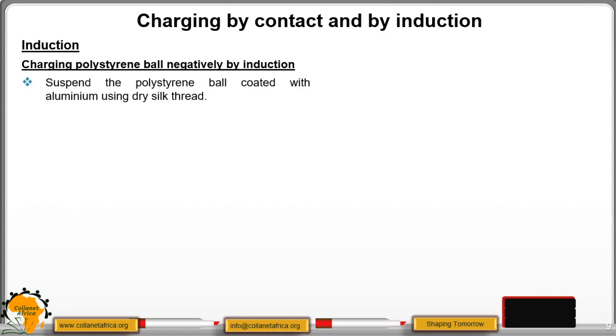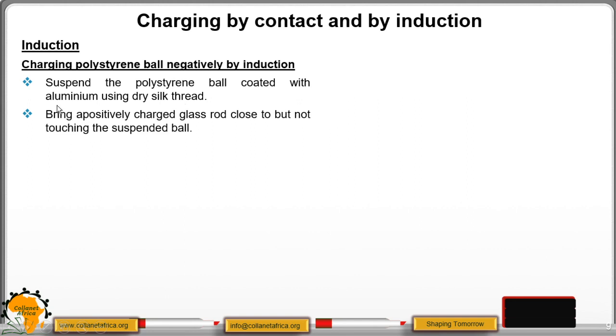We move to procedure number 1, where you're supposed to suspend our ball that is coated with aluminium using a dry silk thread. We are suspending it. Then we bring a positively charged glass rod close to, but not touching, the suspended ball. After bringing it close as shown here, you can see that the negatively charged particles will be attracted by the rod here, while the positively charged particles will be repelled.